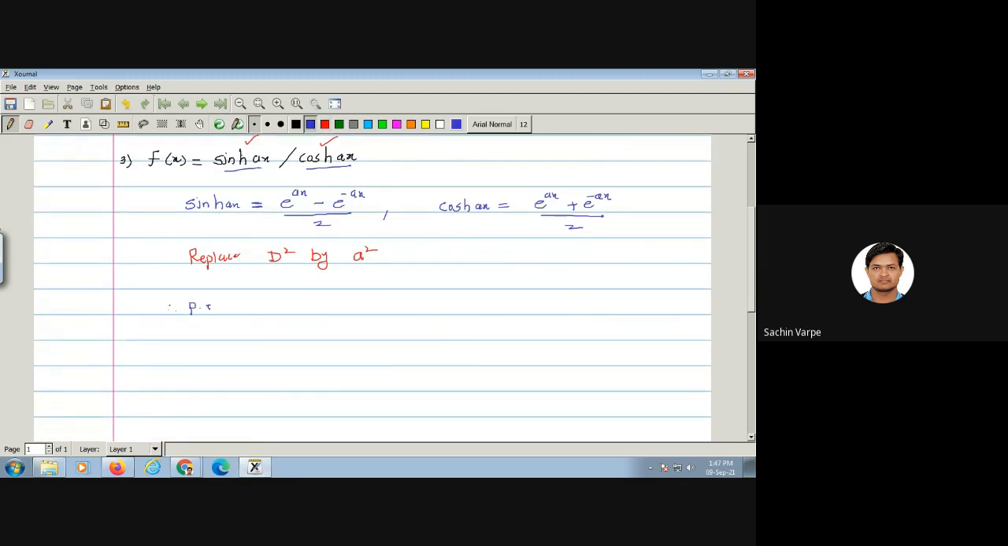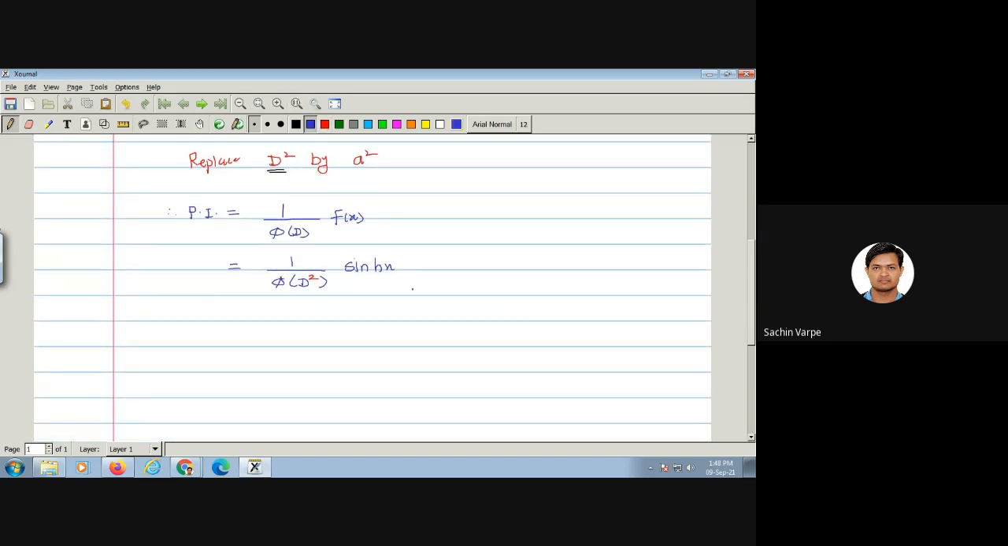So from this I can write the formula for the particular integral. Therefore, the particular integral is 1 upon phi of d times f of x. If I take f of x to be hyperbolic sine, then 1 upon phi of d hyperbolic sine ax. But as the criterion is for d square, we should first get d square in the denominator. Then we replace d square by plus a square. So that is 1 upon phi of a square hyperbolic sine ax.